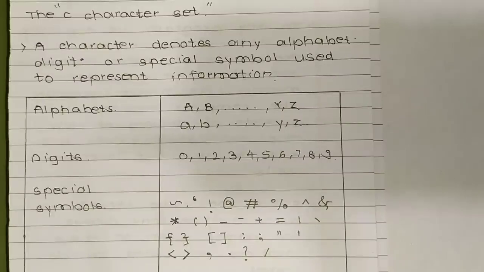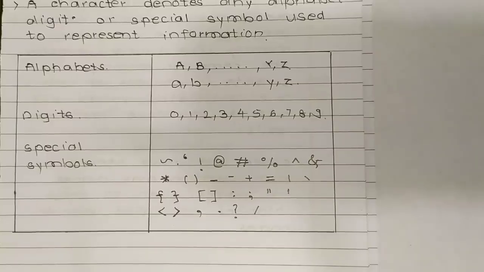Now special symbols are these. So these are special symbols. So it includes symbols like at the rate, then hash, then percentage, and brackets, plus, minus, is equal to, not equal to, curly brackets, square brackets, semicolon, etc. So question mark. So these are special symbols used in the language.